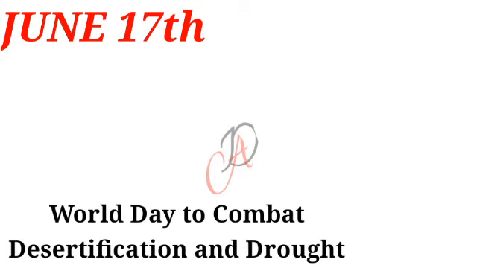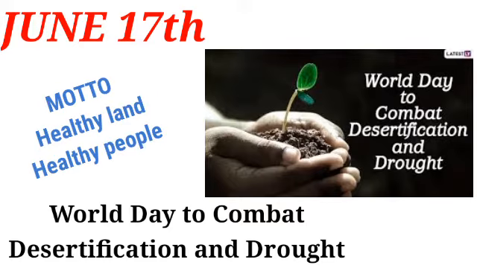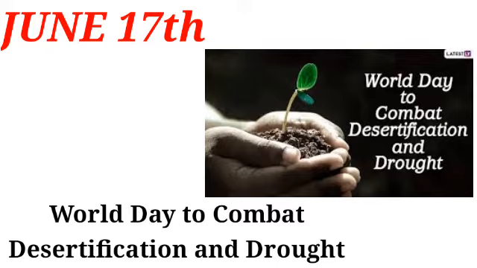June 17th, World Day to Combat Desertification and Drought. It is celebrated on 17th June every year to raise awareness of the presence of desertification and drought, highlighting methods of preventing desertification and recovering from drought. This day also reminds people of the progress made by the countries on sustainable land management. The motto of this international day is Healthy Land, Healthy People, and the theme for 2022 is Food, Feed.